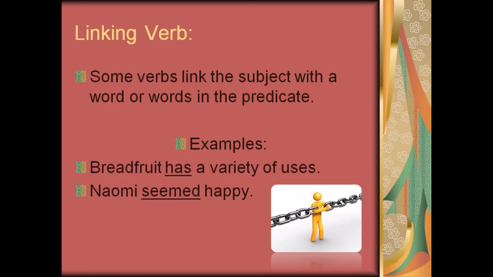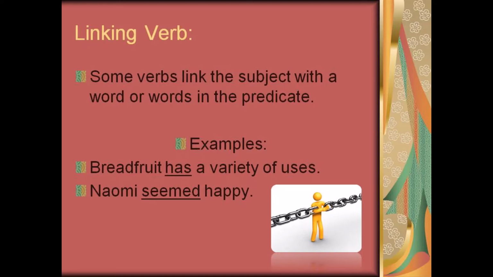Next, we have linking verbs. And when you think of something linking something else, you think of something that is bridging the gap between point A and point B. And yes, words do that all the time. In this case, we are looking at some verbs that do that. Some verbs link the subject with a word or words in the predicate. I hope you can remember the difference between a subject and a predicate and what the predicate contains. We'll look at that in another lesson just to help you remember.